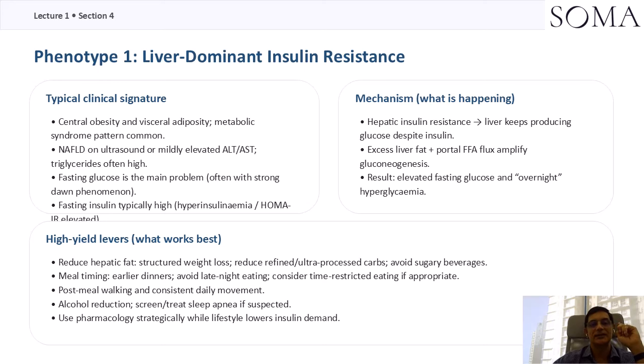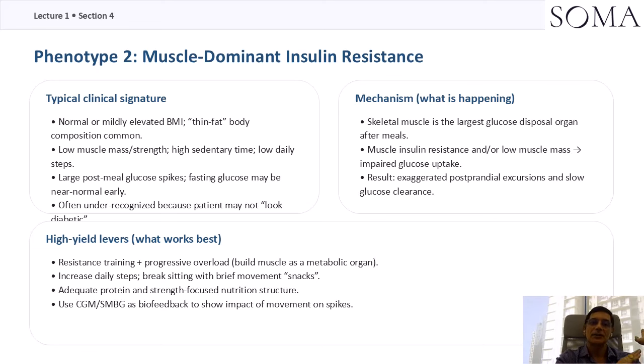That was phenotype number 1. Phenotype number 2, muscle dominant insulin resistance. These patients are missed because they may not look typically diabetic. They may have normal BMI or only mild overweight, low muscle mass or low strength, a sedentary lifestyle, high sitting time, large post meal glucose spikes, relatively normal fasting glucose early, and sometimes normal triglycerides and only mild fatty liver. In these patients, the problem is not mainly hepatic output, the problem is glucose disposal.